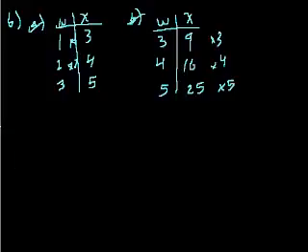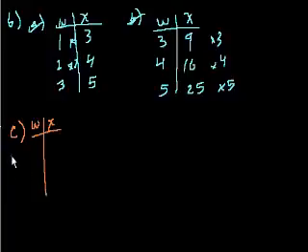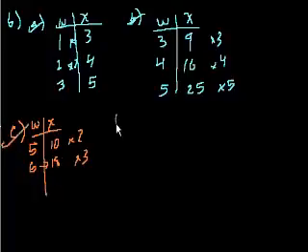C, I will change colors for variety. Oh, let me change this to brown. C, W, X, 5, 10. So I multiplied by 2. Right, this is what I'm multiplying by. 6 to 18. I multiplied by 3. I already know this is wrong, right? I multiplied by 2 different factors. It's not choice C.